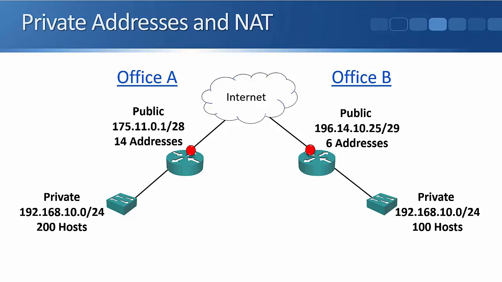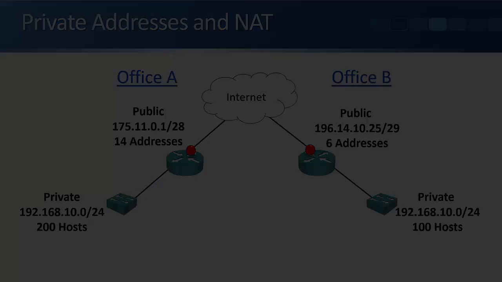If we didn't have private addresses, they would have required 200 public IP addresses for those hosts on the inside. But now they're doing it with just 14, and actually they could have done it with just one if they wanted to. So by using private addresses, this saves loads of addresses in the IPv4 public address space. It also saves organizations money, because they don't need to pay for those public IP addresses.